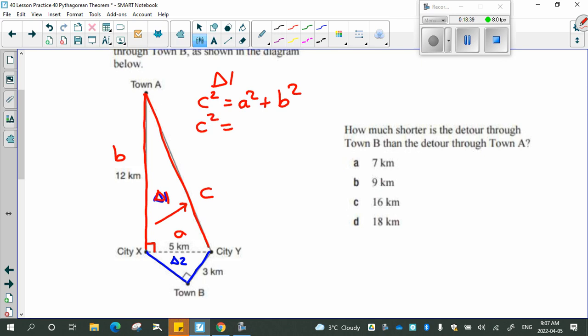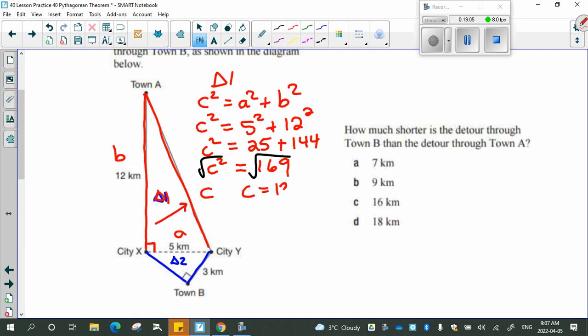So I don't know C. A for me is 5. B for me is 12. Do my squares. My squares are on the same side, so I just add them together now. So it's going to be 169. Square root both sides. And you get C to be 13 kilometers.